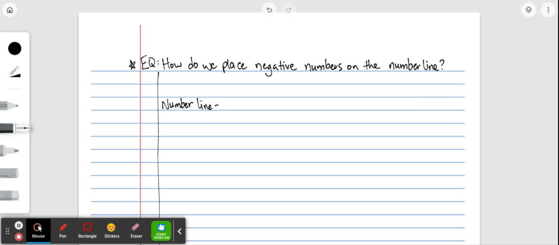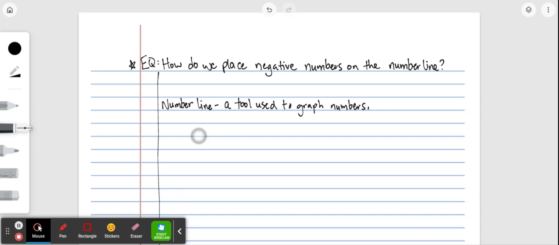Okay. And the name number line is actually really self-explanatory. A number line is a tool for graphing numbers, and it's basically just a line with numbers on it. A tool used to graph numbers. Okay, so let's draw ourselves a number line.